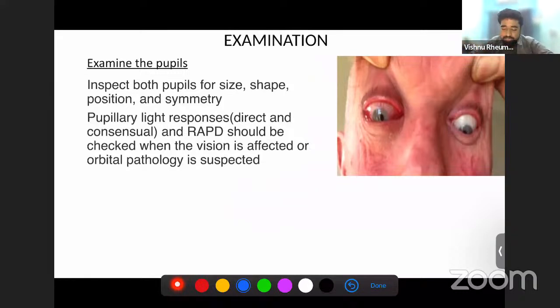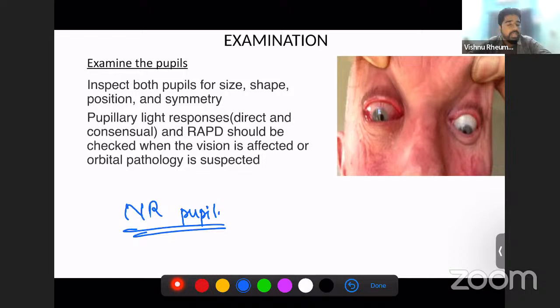You see the size of the pupils, if it is fixed, if it is reacting, how, if it is direct reaction, the consensual reaction, all of this you will see. And it should be checked especially when the vision is affected or there is a possible orbital pathology.